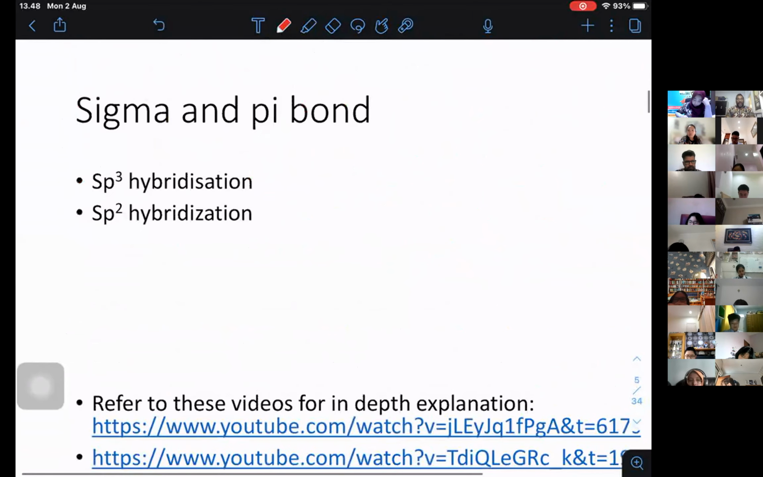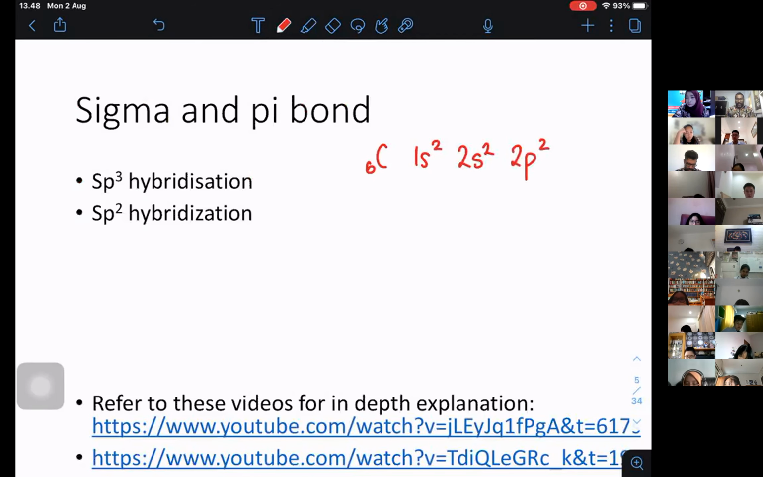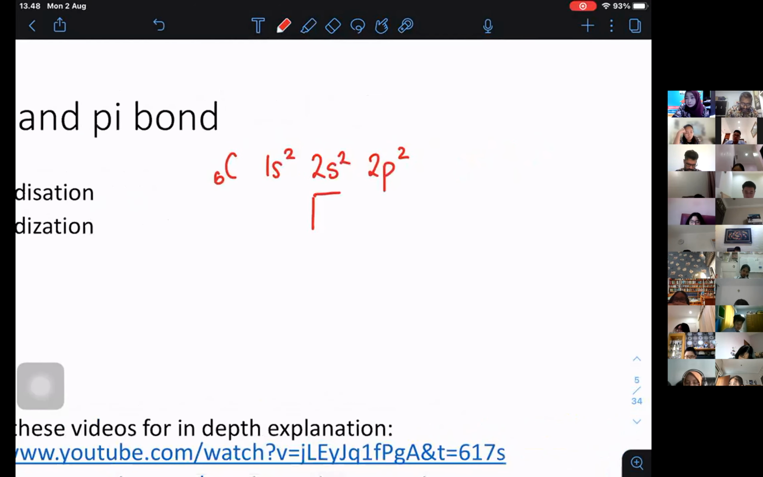So here, sigma and pi bond. We need to learn about sp3 hybridization and sp2 hybridization. In our syllabus, they want to focus on carbon, so I'll just explain a little bit about carbon. When you look at carbon, it is going to be 6. So if I write down the electronic configuration, 1s2, 2s2, 2p2. If I just focus on 2s2 and 2p2, you should know how to draw the electrons by now: 2 electrons here and 2 electrons here.